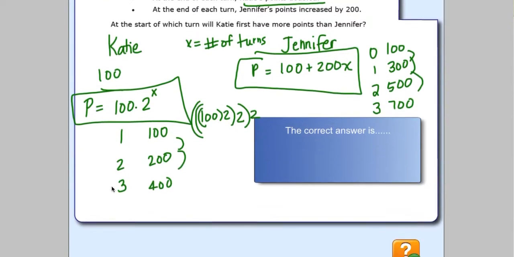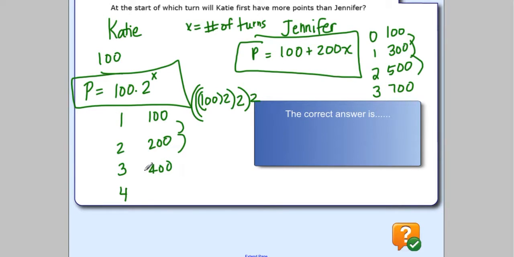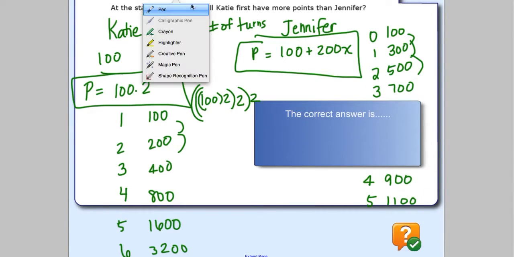Well, logically, if I keep going with that, at the end of the 4th turn, she has 800. 5th turn, she has 1600. 6th turn, she has 3200. Let's see what happens here. If I want to skip down here, 4, if I add 200 would be 900. 5 would be 1100. So let's compare here.